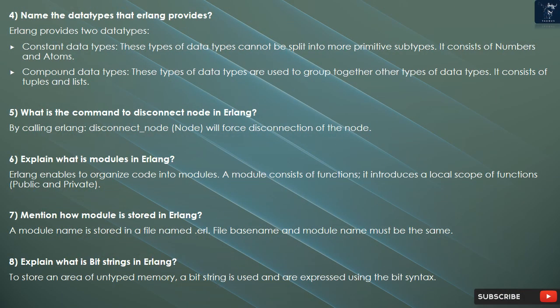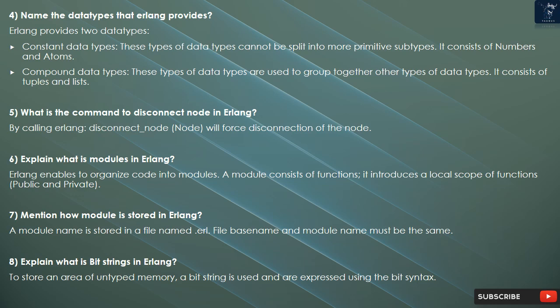4. Name the data types that Erlang provides. Erlang provides 2 data types. Constant data types, these cannot be split into more primitive subtypes. It consists of numbers and atoms. Compound data types, these are used to group together other data types. It consists of tuples and lists.